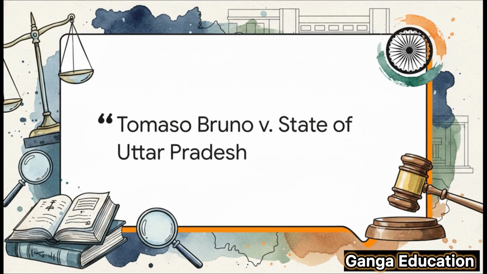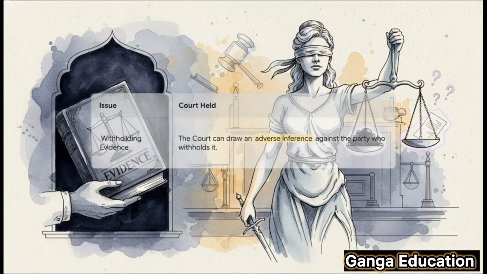Now, to see how courts handle situations where evidence seems to be missing, the case of Tommaso Bruno versus the state of Uttar Pradesh is a super important landmark. In this major judgment, the court laid down a powerful rule. As you can see, the issue was about withholding evidence. The court held that if a party deliberately hides the best piece of evidence, the judge is allowed to draw an adverse inference. That's a fancy way of saying the judge can presume that the hidden evidence would have actually hurt that party's case. It's a penalty for not playing fair.